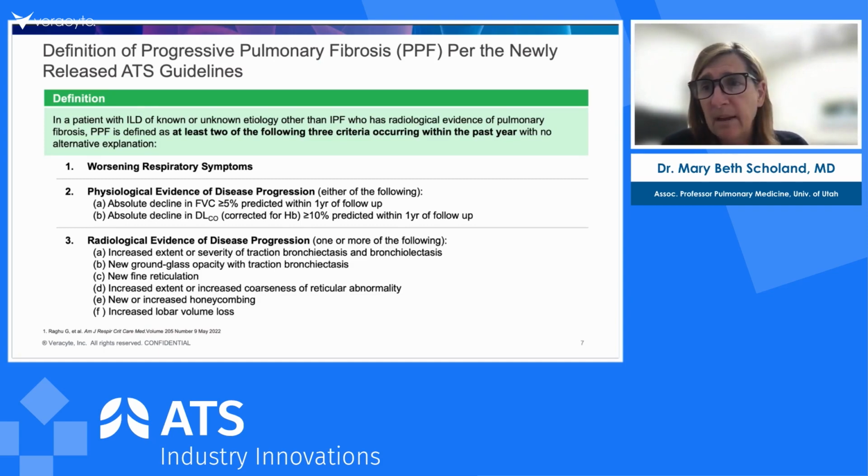The third way we might define progression is by the CT scan. So radiologic evidence of disease progression, either by seeing more or worsening traction bronchiectasis, new ground glass around traction bronchiectasis, new fine reticulation, and increased extent or increased coarseness of the reticular abnormalities, new or worsening honeycombing, and increased lobar volume loss. So these give us some very clear guidance on how we think about progressive disease.